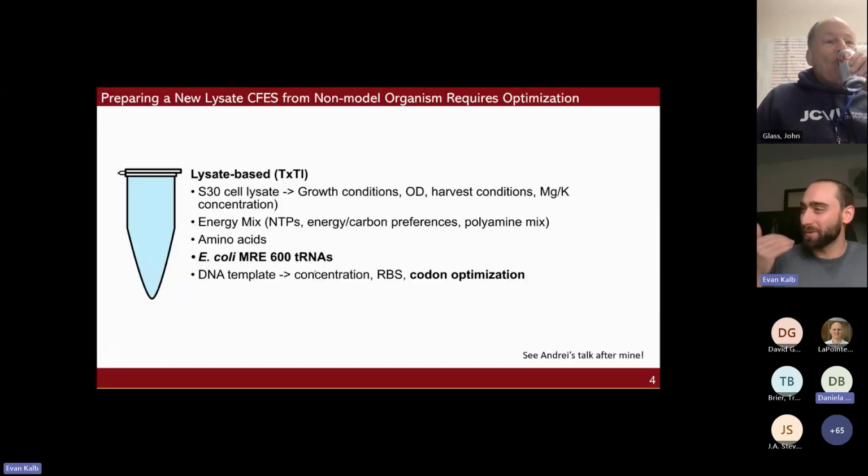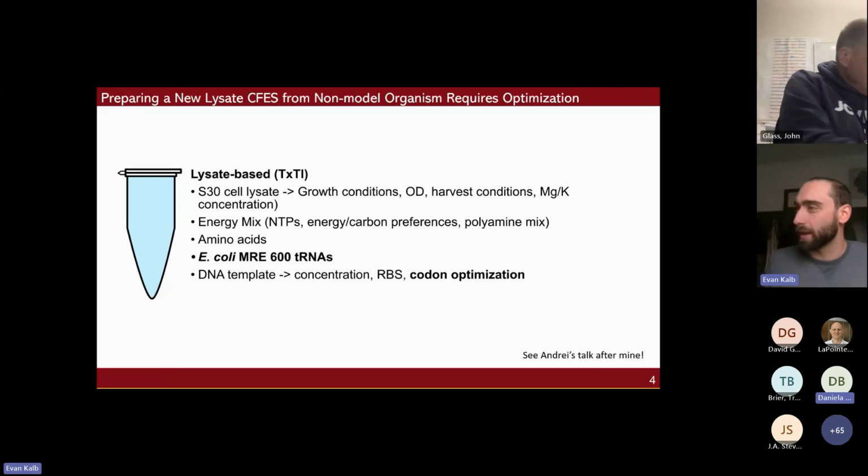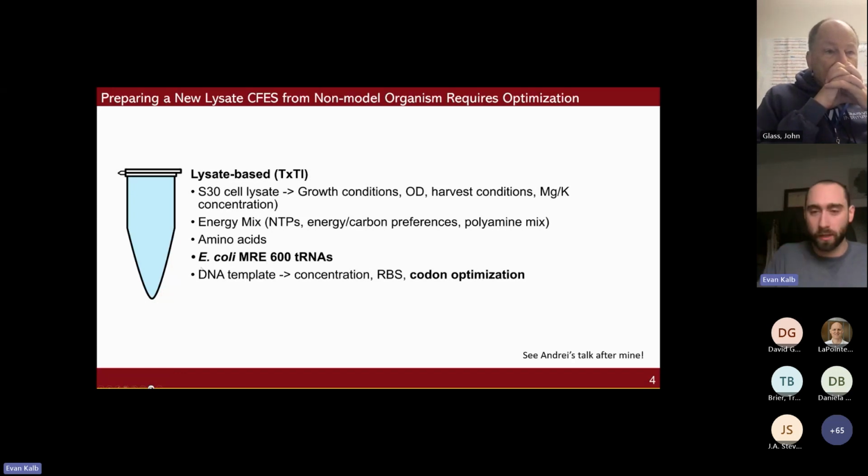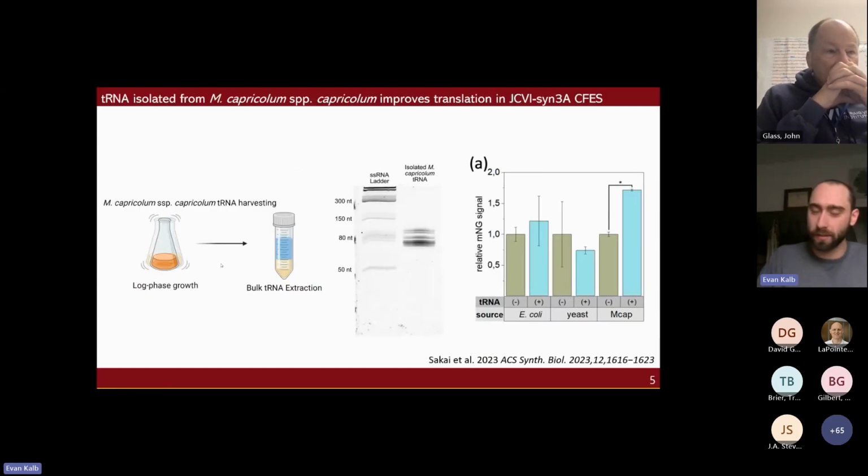Okay, so long story short, there's a ton of optimization that is required in building a brand new non-model cell-free lysate system. And Andre did a ton of work, and a common optimization is actually just doping in E. coli isolated tRNAs. And when Andre did this, it actually didn't work. He got very little enhancement, or at least not very reproducible enhancement of translation.